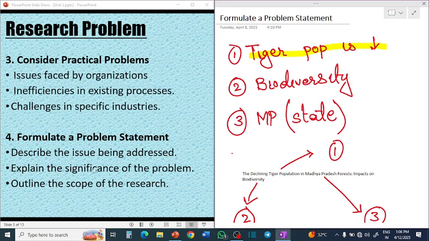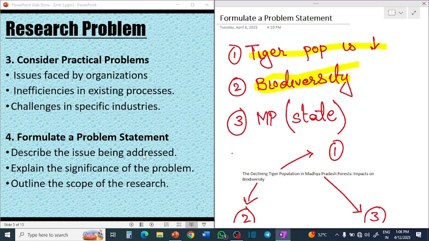Second, we have to see the significance of the problem. Why are we doing research on this topic? We are doing research to maintain the biodiversity of that particular place, because if the tigers' population goes down, the biodiversity in that particular area will also go down.